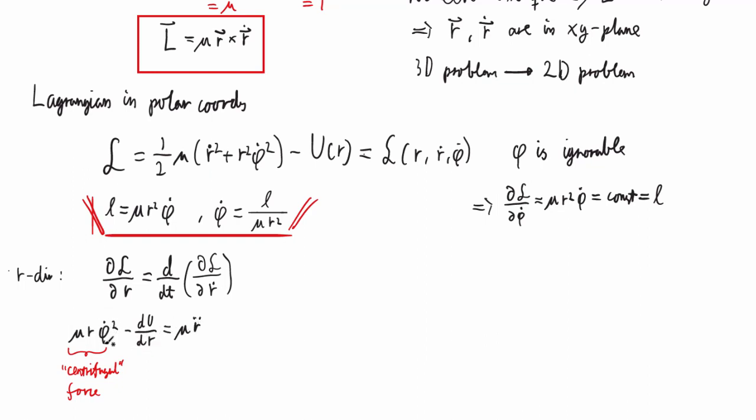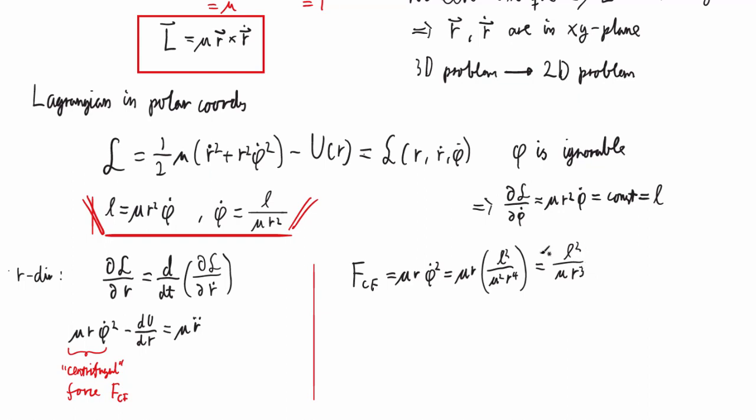For now, we'll just keep it as a term here, and we'll call it FCF. Right. So this centrifugal force, FCF, is mu r phi dot squared. And I can now make the substitution here because I know what phi dot is equal to. And I can get everything in terms of r only. So that's what it has.